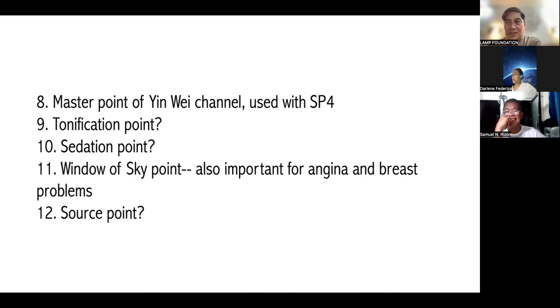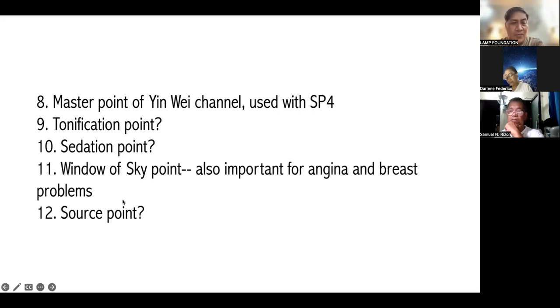What do you mean by window of the sky? Actually, it's the coming and going of the chi to and from the head, to the sky or heaven. There are times when, because of some obstructions, what you want to happen in your life doesn't happen, because something is blocking it. So PC1 is a very important point, and if you needle that, it can open up the channel.